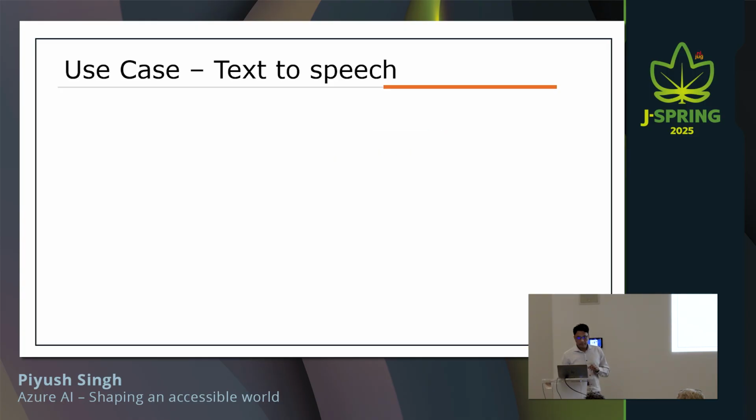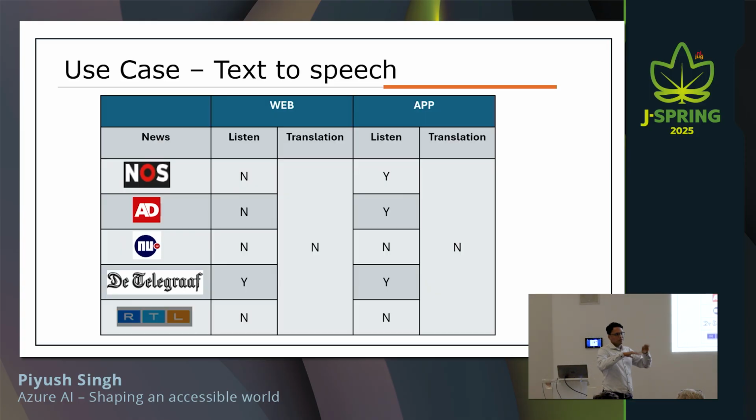What I did is a bit of non-scientific research, so don't quote me on that. I was just looking at all the popular news apps in the Netherlands. On the web version, I see only the Telegraph has a listening option. There's no translation, but at least the listening is there for Telegraph, but none of the others. On the app version, I see NOS, AD, and Telegraph have a listening option; NU, NuPantanal, and RTL do not have that, and translation is not there.